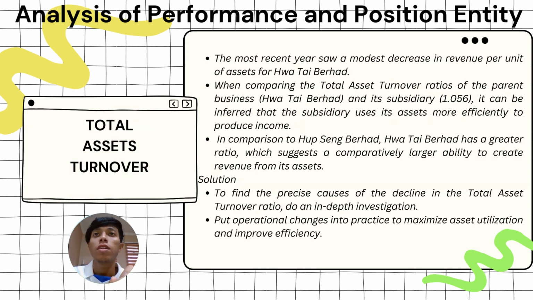For the total asset turnover, the solution is to find the precise causes of the decline in the total asset turnover ratio through an in-depth investigation. The second one is to put operational changes into practice to maximize asset utilization and improve efficiency.